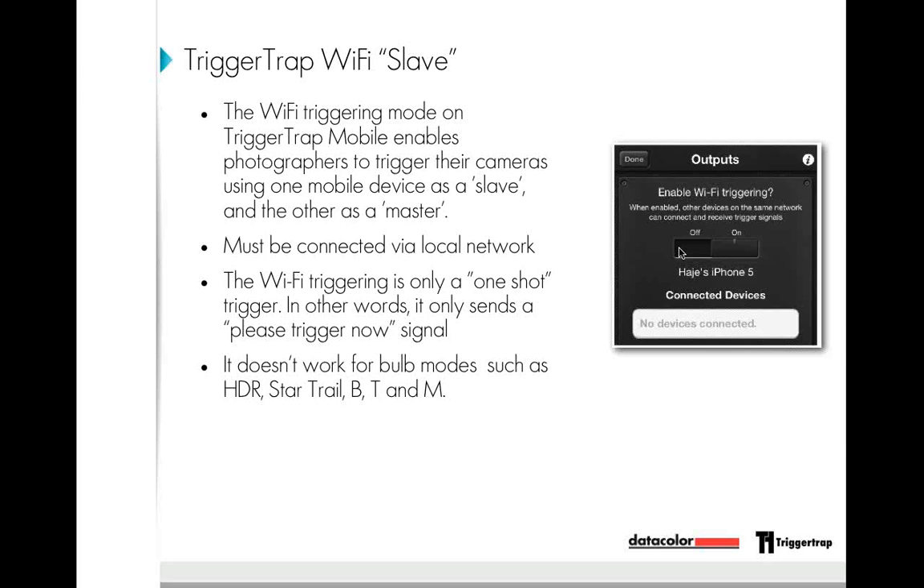One thing to keep in mind is Wi-Fi triggering, in this case, is a one-shot trigger. It only sends a please trigger now signal, so it doesn't work for bulb modes, HDR, Star Trail, et cetera. So it's very useful for single shot. It's got the issue of what the range of that local network would be, A. And B, in this one particular case, it's not going to be really that much more useful, say, than a long wired connection or an RF trigger. On the other hand, it's much less expensive than a lot of the other things that we've been talking about.